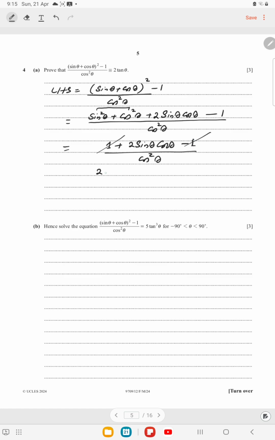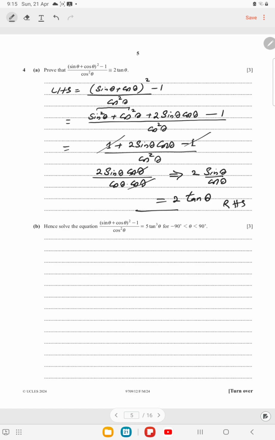We have left with 2 sine theta cos theta divided by cos square theta, that can be written as 2 times cos theta, 1 goes. So we have 2 sine theta over cos theta, that results to be 2 tan of theta. I hope it is clear. That is the right hand side, so it's proved for 3 marks.